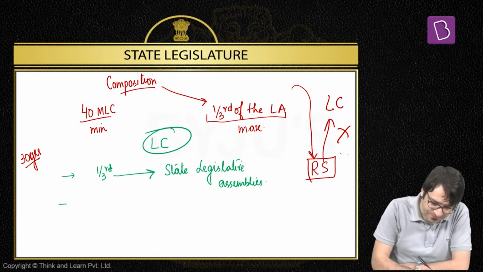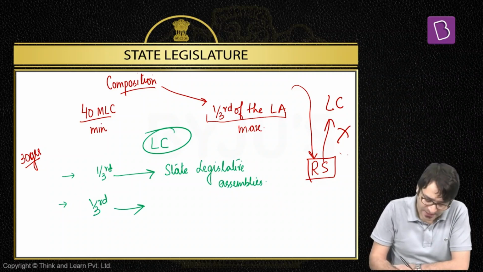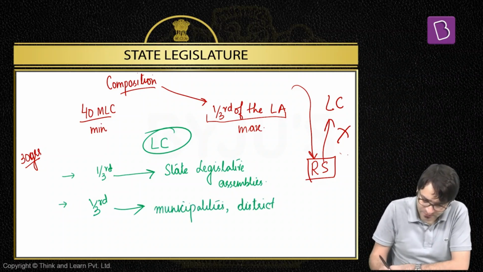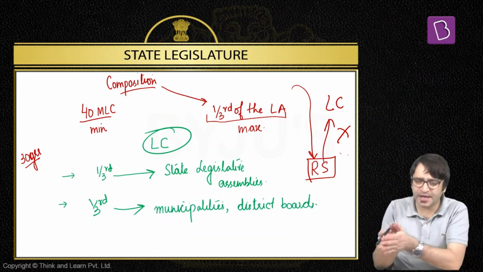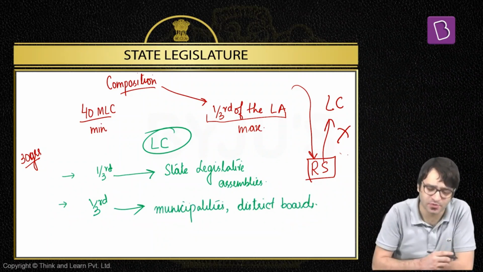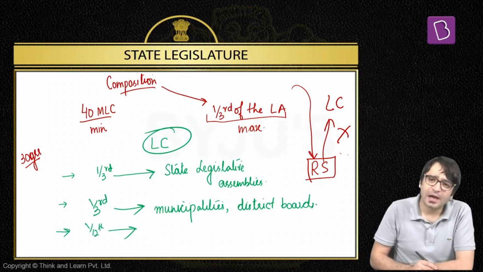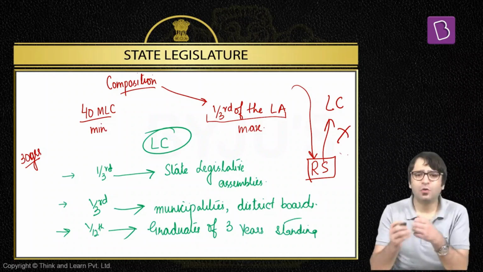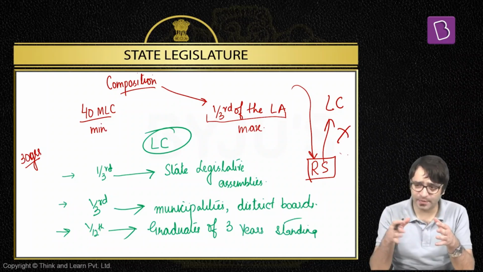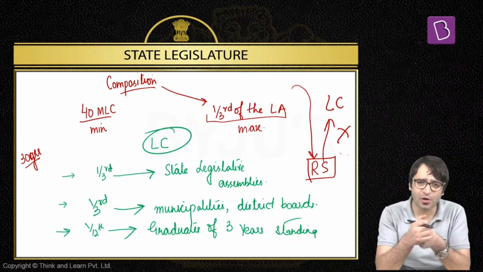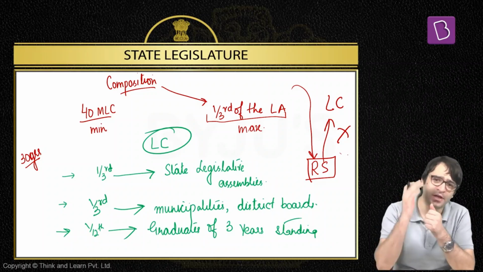But there are other sets of members as well. 1/3 of the members of legislative council are elected by the members of municipalities, district boards. So municipalities and district boards, their representatives, elect 1/3 of the members to legislative council. Similarly, 1/12 are elected by graduates of 3 years standing. What do we mean by graduates of 3 years standing? All these graduates who have been graduates for 3 years in a particular state will form a constituency and they will elect 1/12 of the members to legislative council.